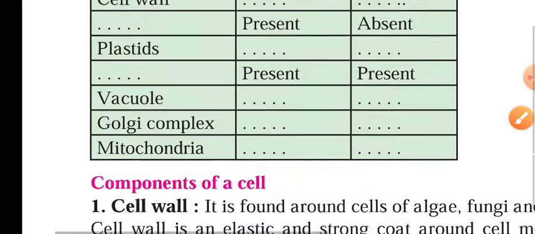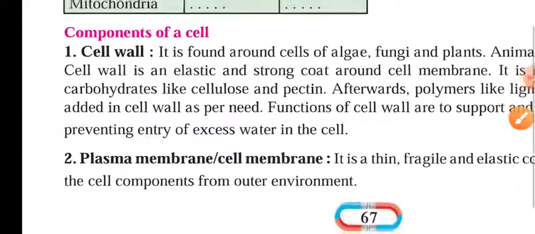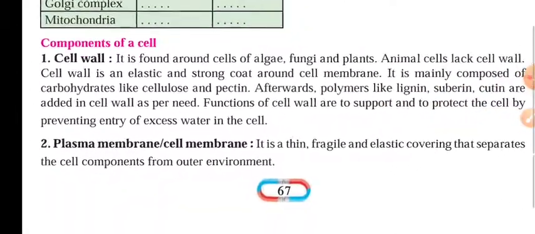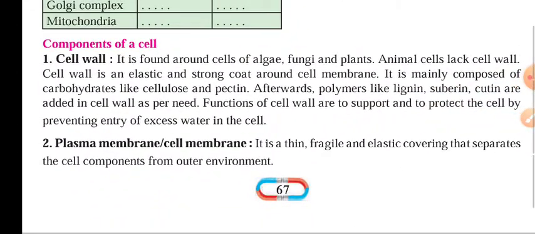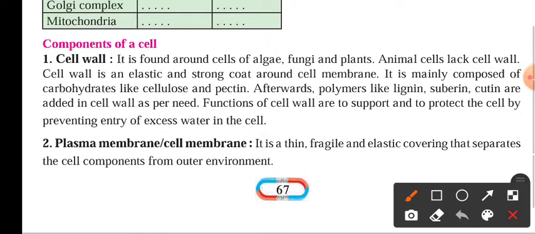Now let's go straight to the components of the cells. The first one is the cell wall. If you have a pen or pencil, you can underline along with me the important things. It is found around cells of algae, fungi and plants. Animal cells lack a cell wall. This is an important thing: the animal cells don't have this cell wall.